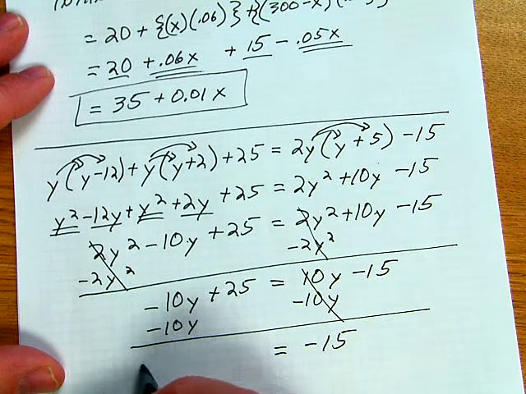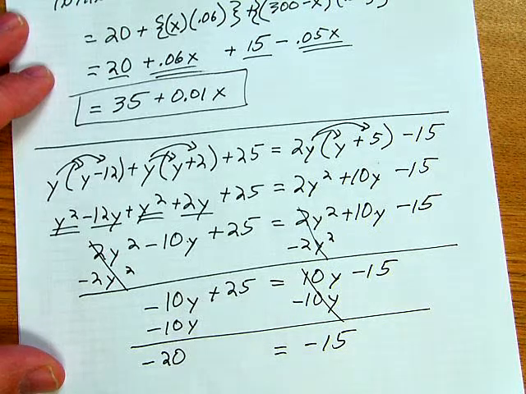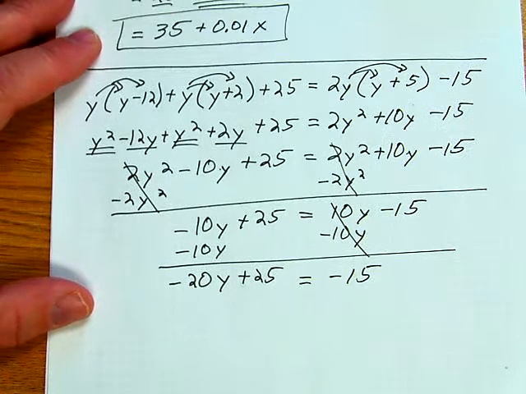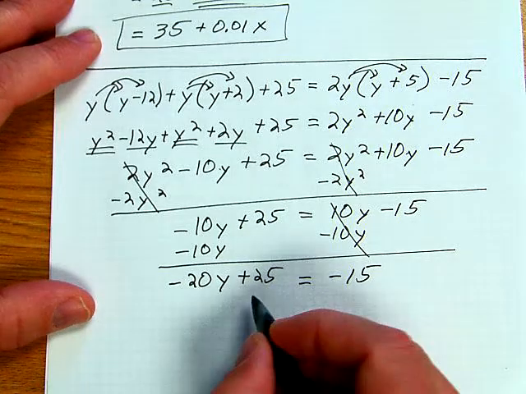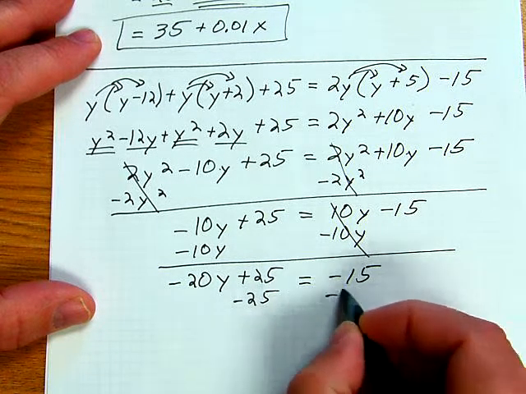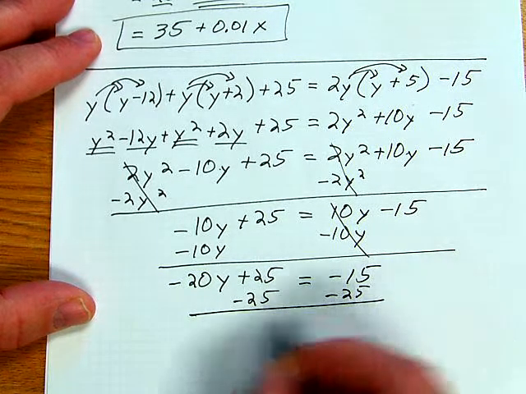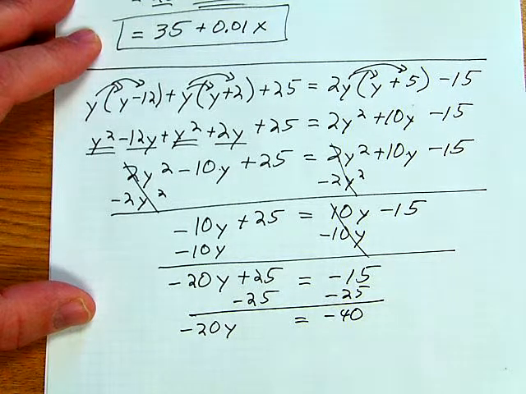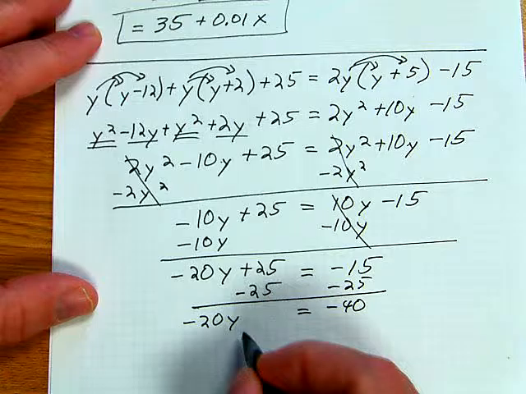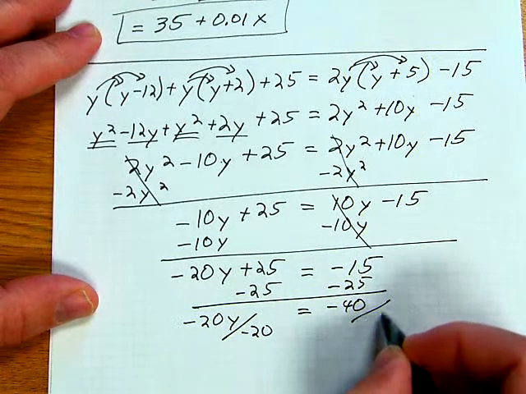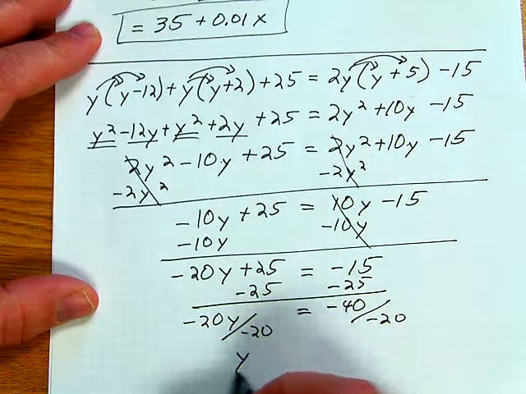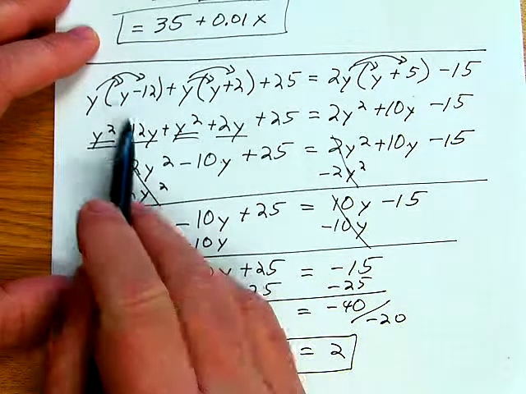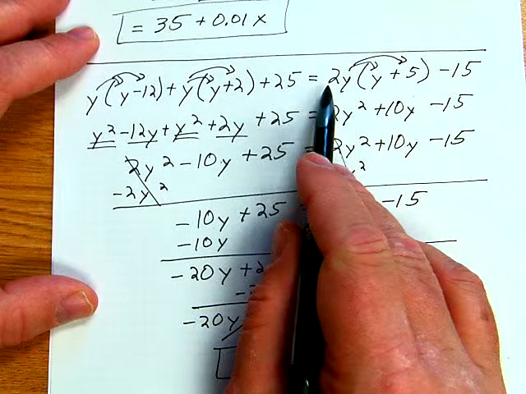But over here I get negative 20y plus 25 equals negative 15. Now I'm going to subtract 25 from both sides. I get negative 20y equals negative 40. Divide by negative 20, divide by negative 20, and y is equal to 2. And there is the simplified version of this long polynomial times equation.